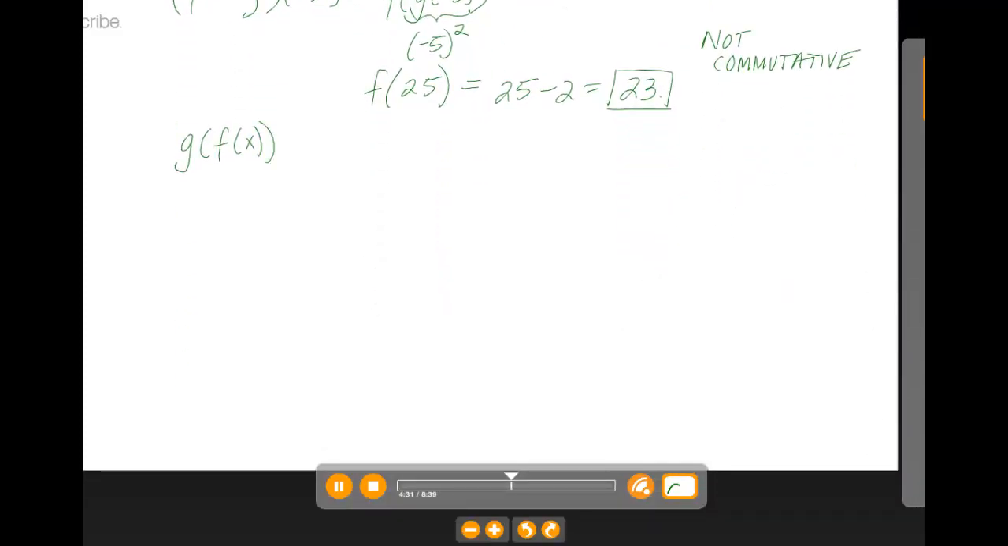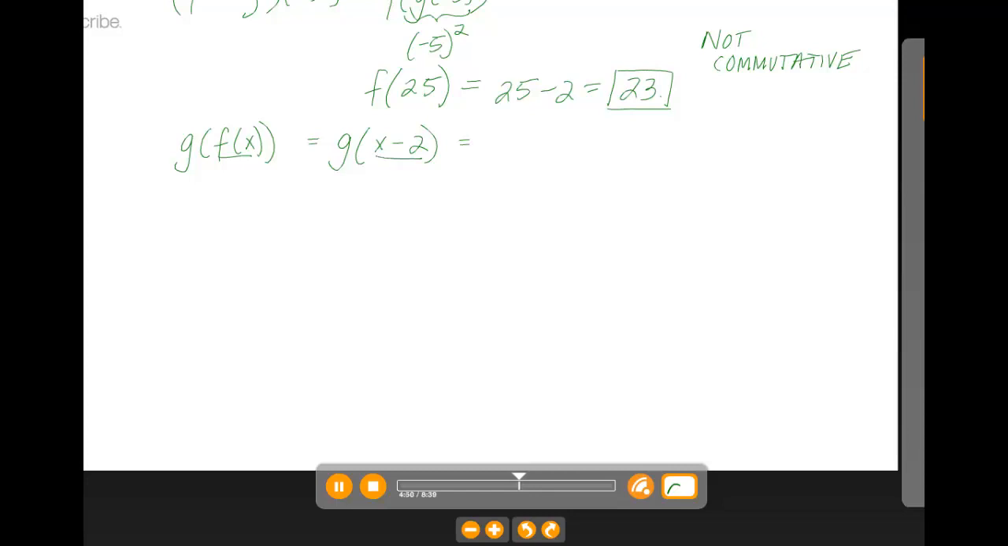G of f of x, sticking with those descriptions above. Well, now we're not plugging a specific number in. We're going to stick with x. Let's see what that might look like. F of x was x minus 2. So what we really have is g of x minus 2. I just replaced f of x with x minus 2.